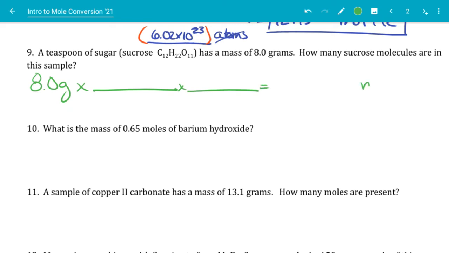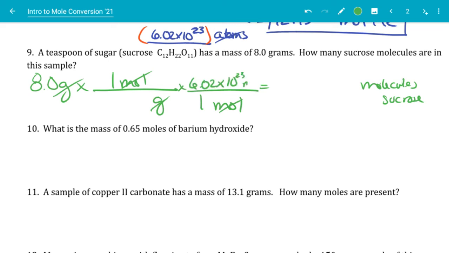So I'm going to write molecules over here, molecules of sucrose. Okay, so we want grams to get canceled out. So we're going to put grams on the bottom, and that conversion is always with 1 mole. Over here, I'm going to write 1 mole on the bottom, so the moles cancel out. And that goes with molecules, and that's always 6.02 times 10 to the 23rd molecules.